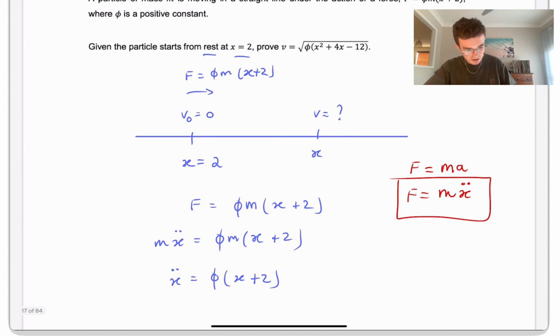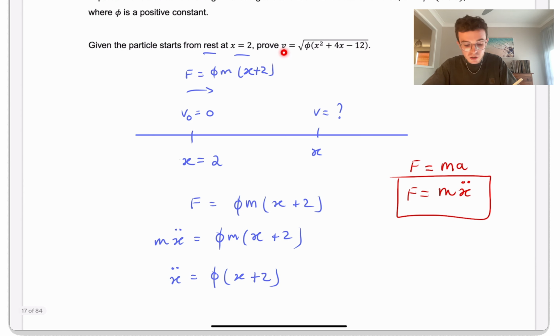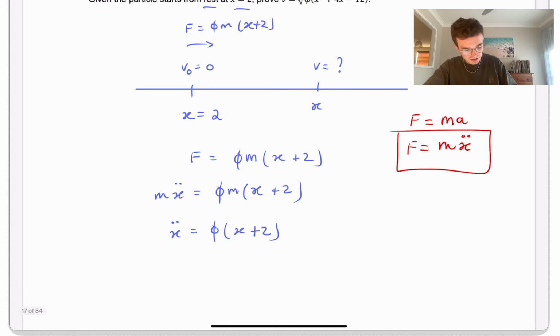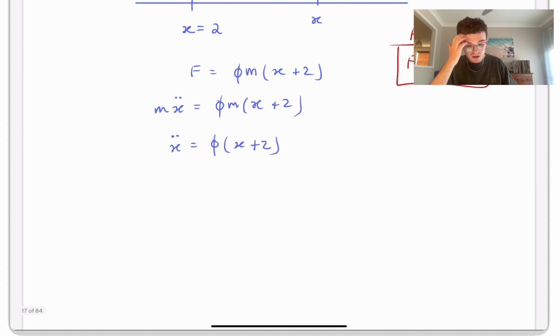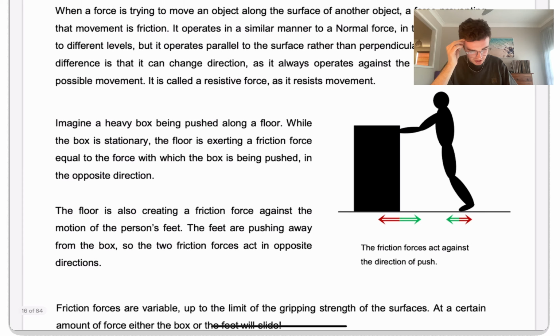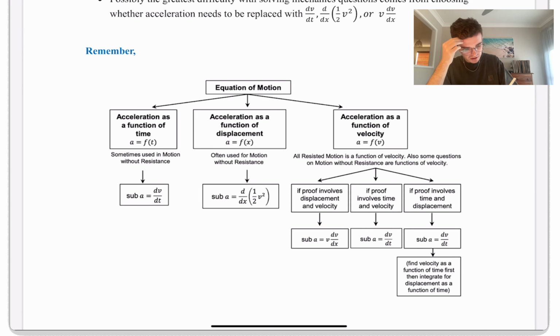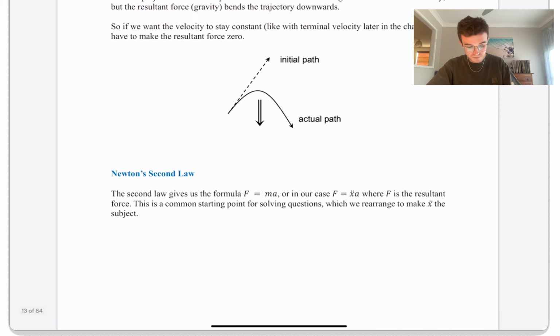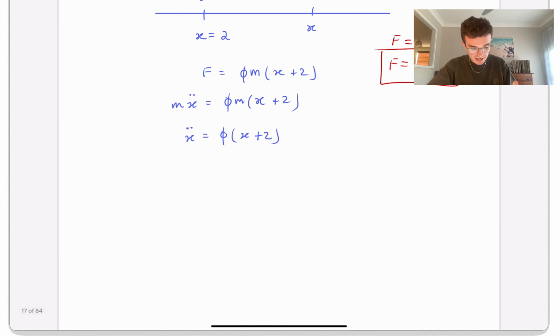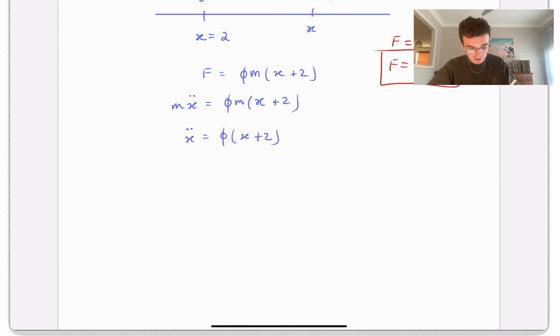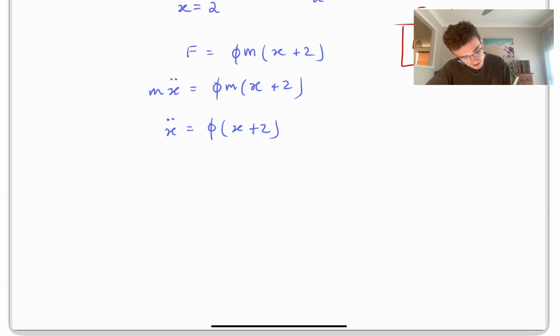And the question wants us to prove we've got something with velocity being the subject in terms of x. If we think of our tables of values, we're told that whenever my acceleration is a function of displacement, I'm using this one, and that's going to be important. So here, this is our acceleration, x double dot, and it's a function of displacement. So we're going to replace it with d by dx of a half v squared. And that's equal to omega x plus 2.